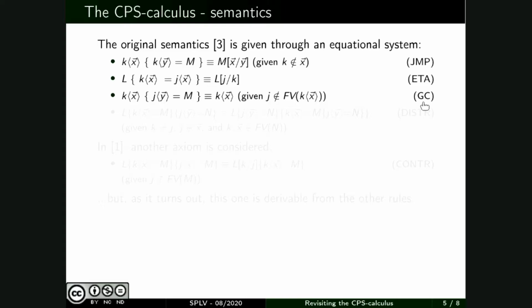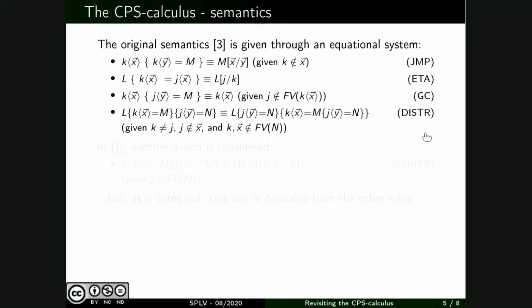We have a simple garbage collection rule, so we can always remove bindings to continuations that are never used. And we have a simple structural rule that is a little bit more notation-bloated, but all it says is that a term does not care about the order of the continuations. So if we have two binds here, k binding to m, and j binding to n, we can change the order of the parameters here. So these four rules represent the semantics of the calculus as it was originally presented.